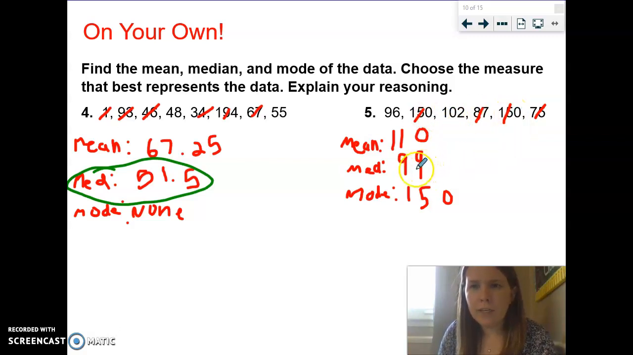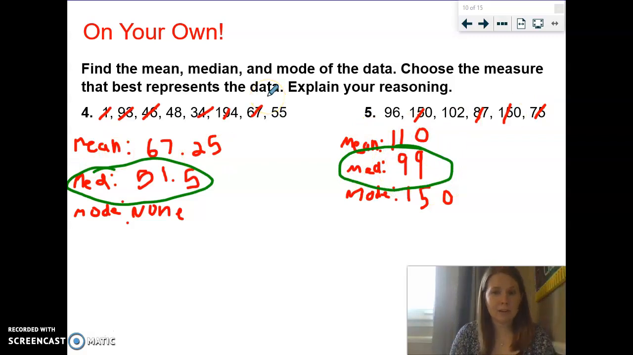So I'm feeling like this 99 might be better because then I'd have three numbers that are above it, this 150, 150, 102, as well as then I'd have 3 numbers below it, 96, 87, and 50, or 75. So then your median. A lot of times your median is going to end up being the best measure of center, but not all the time. Okay.